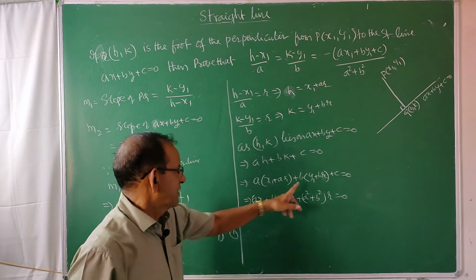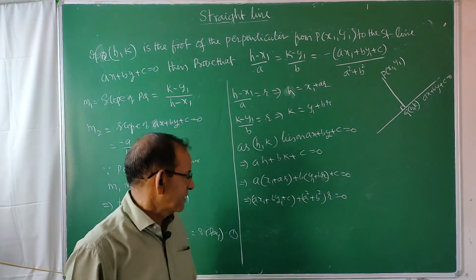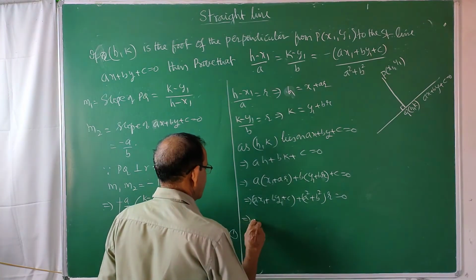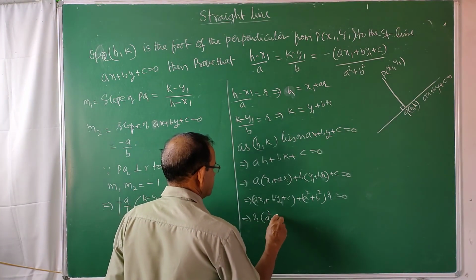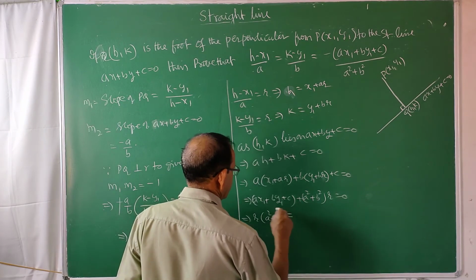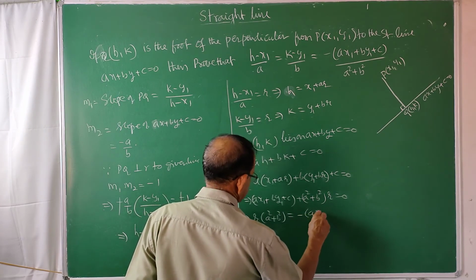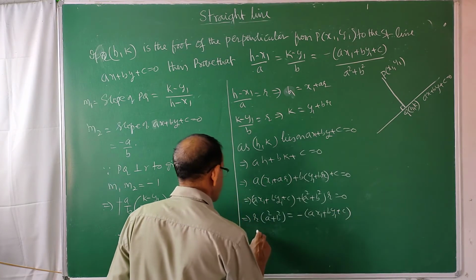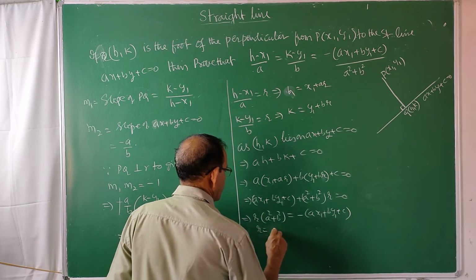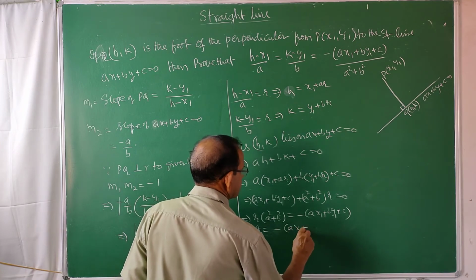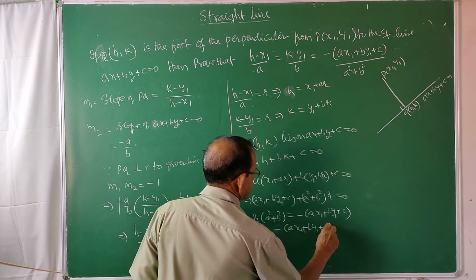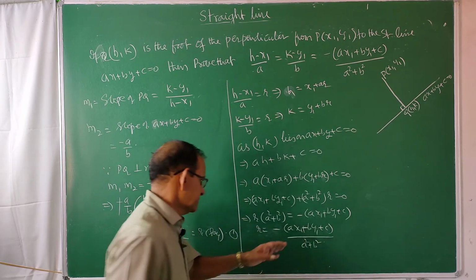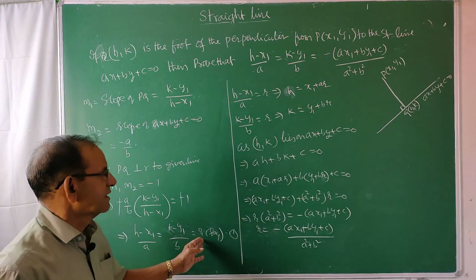A square R plus B square R, I took R common. You bring this term to the right side, that implies R into A square plus B square is equal to minus of AX1 plus BY1 plus C. So R is equal to minus of AX1 plus BY1 plus C by A square plus B square. Now substitute this value of R in 1.